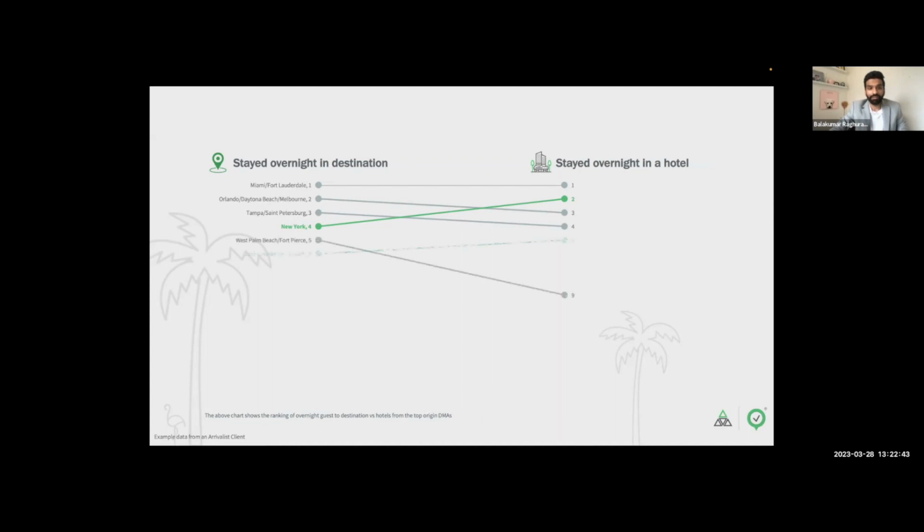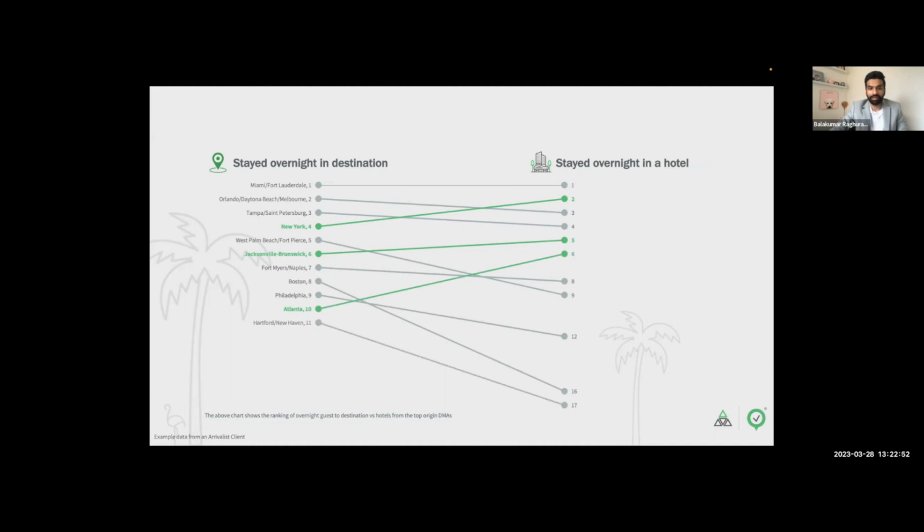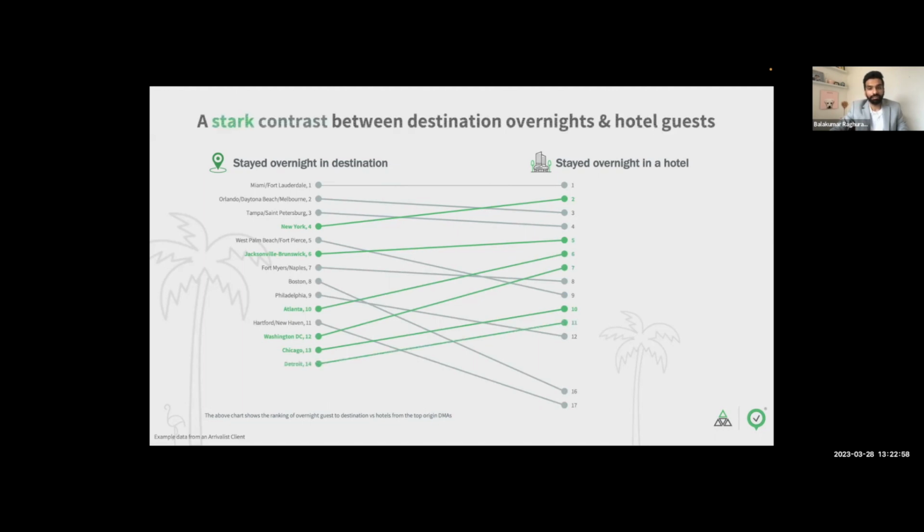And then as we traversed through this, we started seeing more and more of these green lines of out-of-state markets popping up, like Atlanta. We started seeing DC coming up. We started seeing Chicago coming up in the top 10. And we said, you know, look at the top 12 markets.